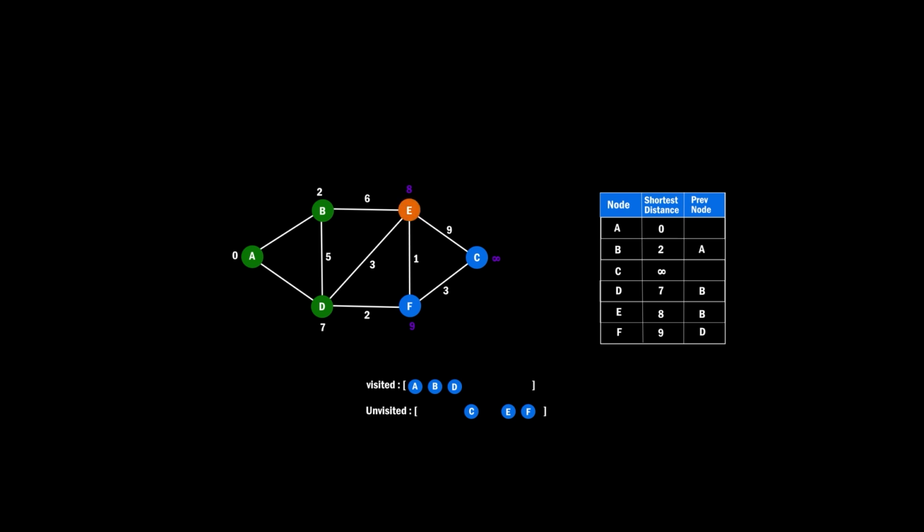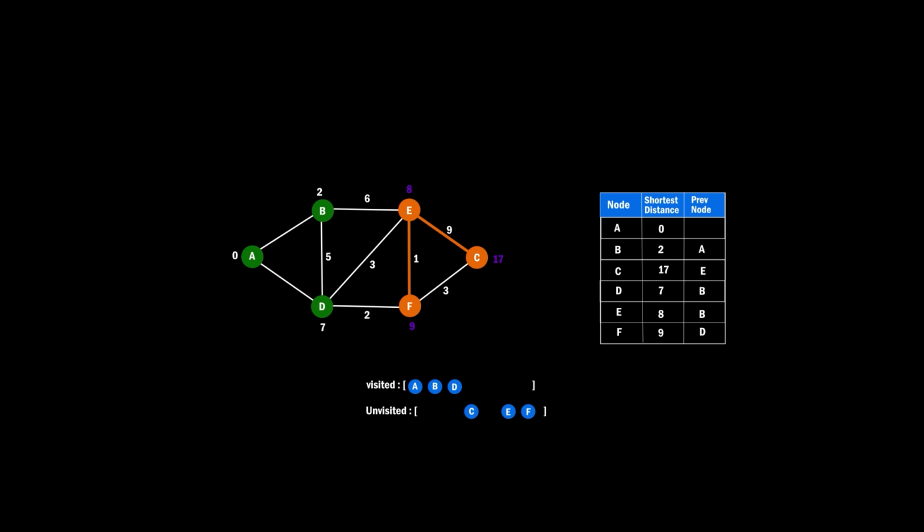And this will be E, because E has a distance of 8 and F has a distance of 9 and C of infinity. So we calculate the distance from E to C and E to F. In this case, we need to add 8 to the distance because 8 is the current distance from A to E. Let's start with the node C. We now have a distance of 17 from A to C over the node E. And this is certainly less than infinity.